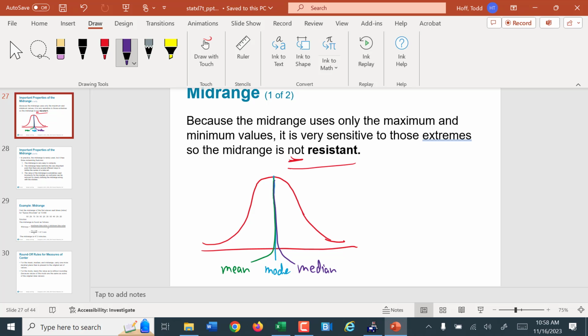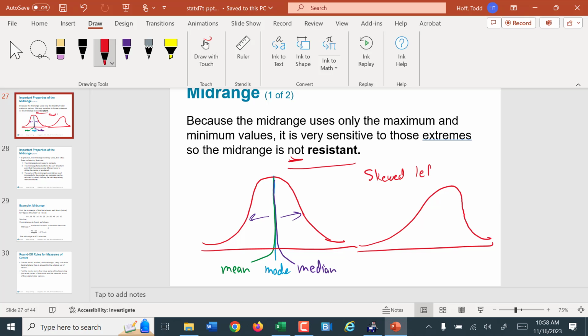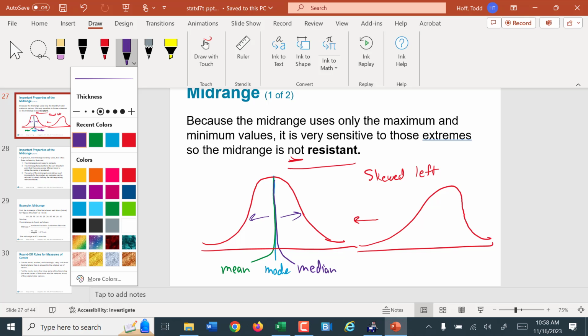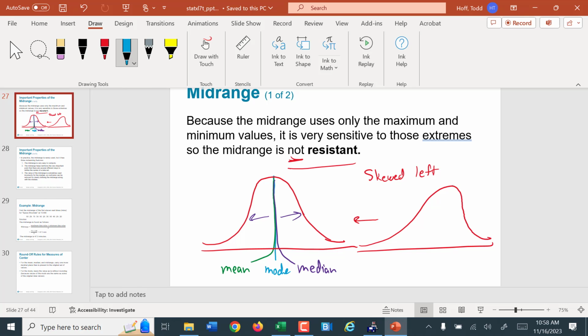Now, one of the big properties of normally distributed data is it's symmetrical, which means this side is exactly a mirror image of the other side. If it's skewed at all, like this one here is said to be skewed to the left or to the lower end because it's stretched out on the left end. Well, our mode is still going to be the highest point there.